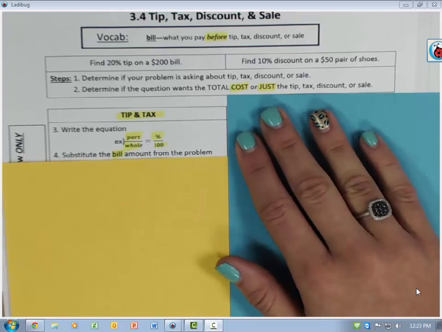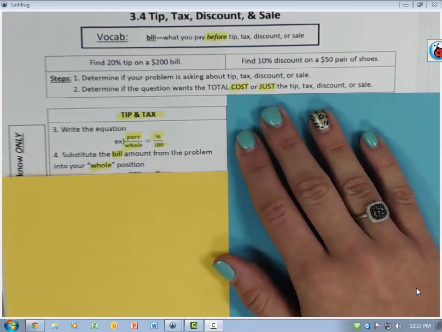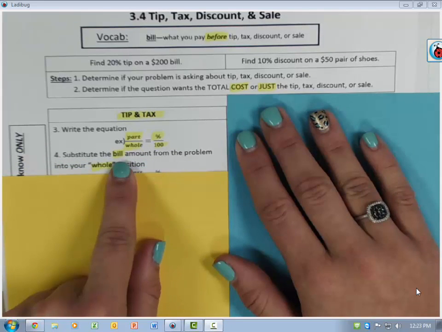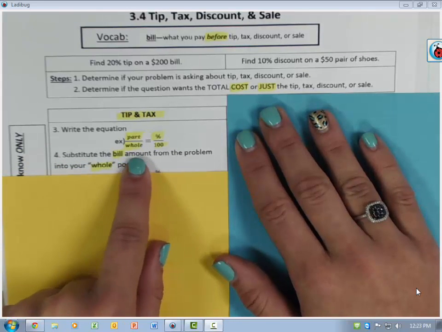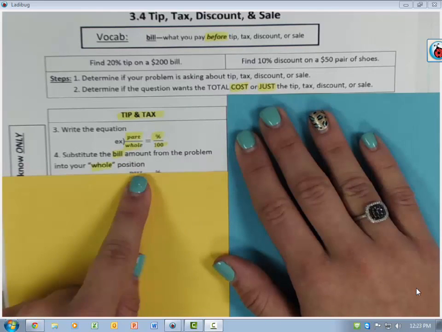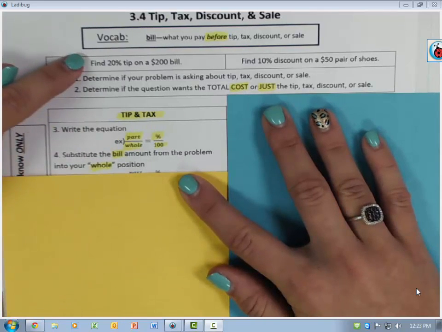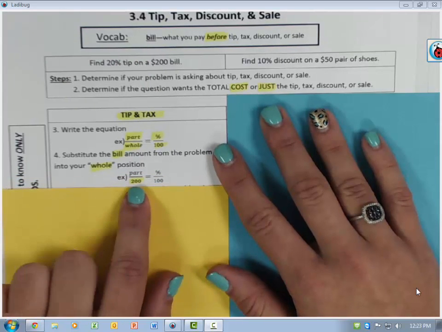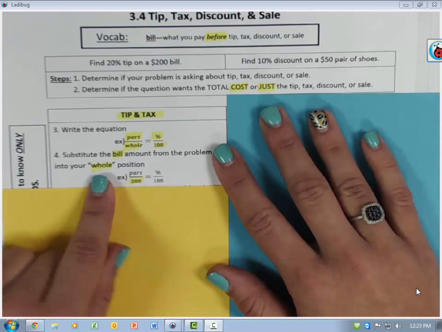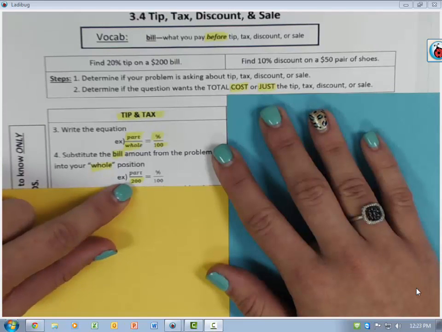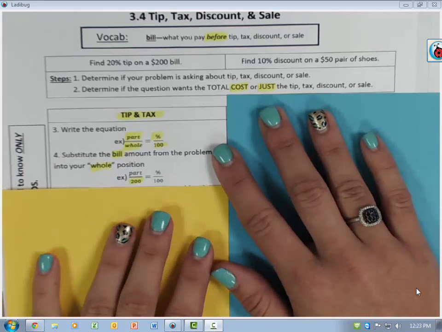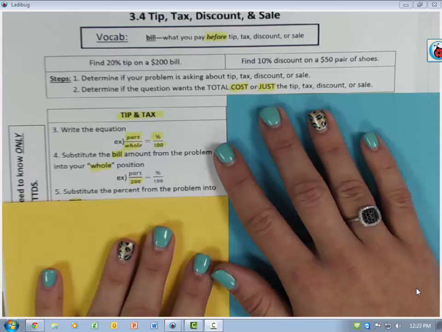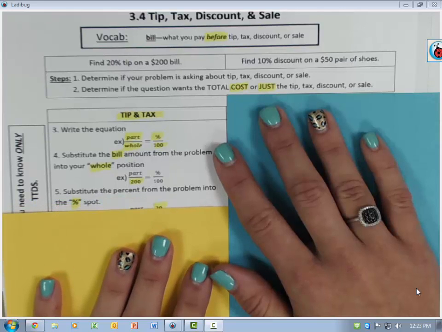Then you're going to substitute the bill, which is how much you paid before. Substitute the bill amount from the problem into your whole position. So, here's where we're using our example. Find 20% tip on a $200 bill. Now your bill was $200, so we should insert $200 into our whole amount. Do you see how whole's on the bottom when I put 200 there? That's all it means.